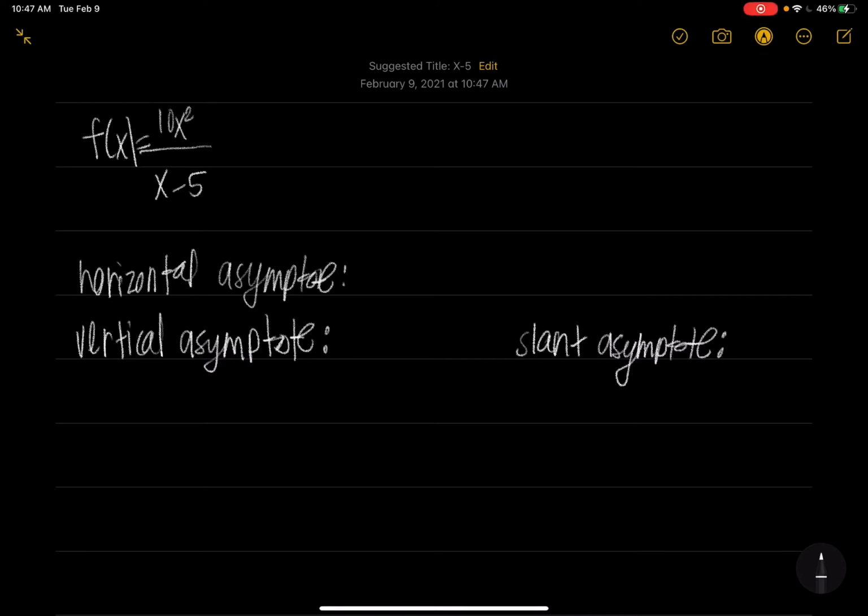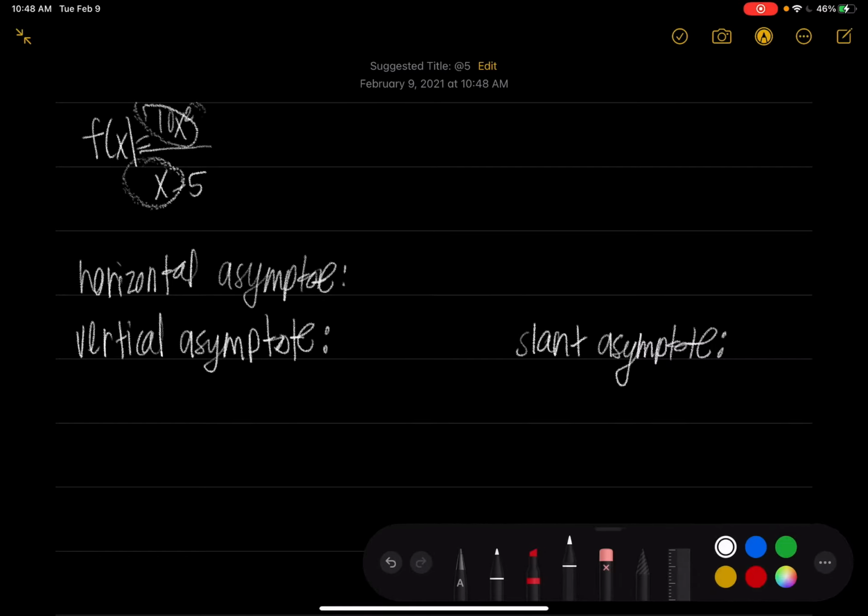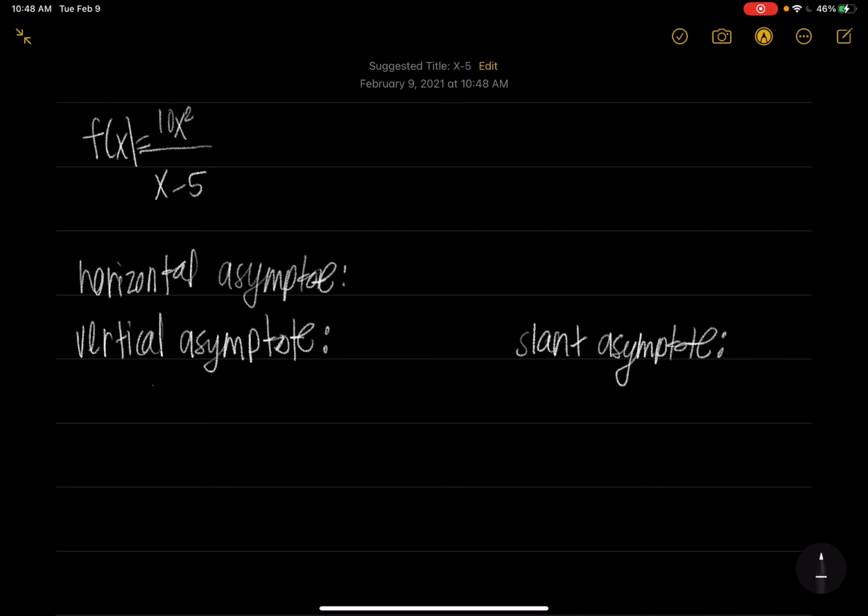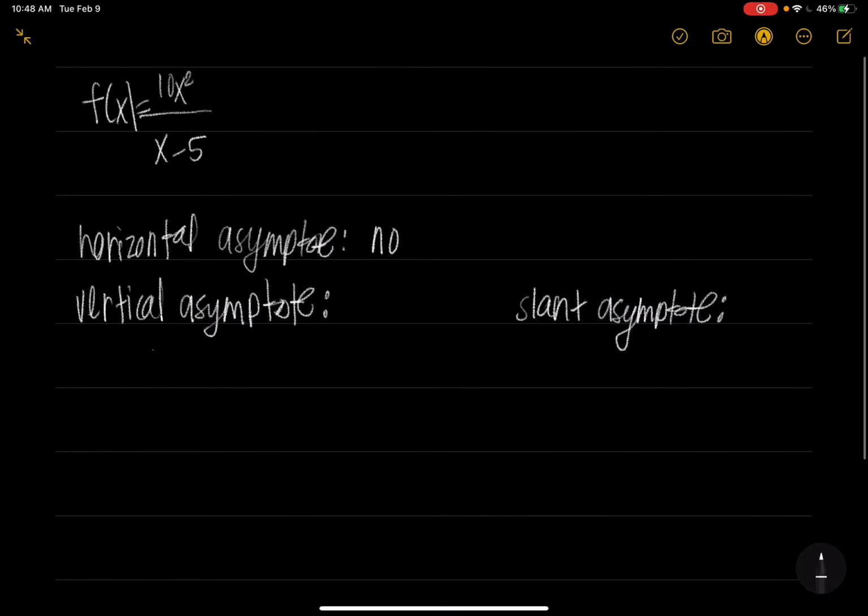In this problem, we're looking at the rational function 10x squared divided by x minus 5. This function is top-heavy, meaning up in the numerator, my significant term is 10x squared, and in the denominator, it's x to the first power. So the numerator has greater power than the denominator does. Because it's top heavy, there is no horizontal asymptote.